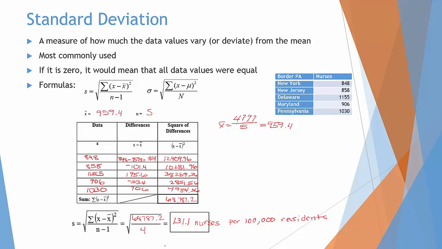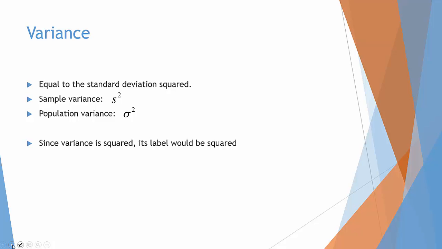Our final measure of variation is variance. And this one is equal to the standard deviation squared. So again, tons of math. We have to do the whole standard deviation calculation we just did on the previous slide and then square our answer. And so again, two symbols. Sample variance is S for sample standard deviation squared. Population variance is lowercase sigma squared. Since the variance is squared, the label is then squared. So this presents a unique challenge.